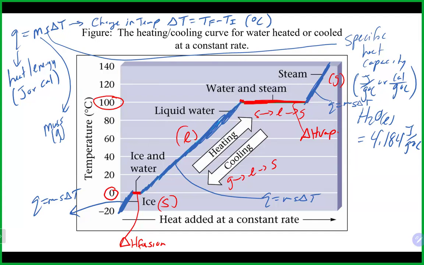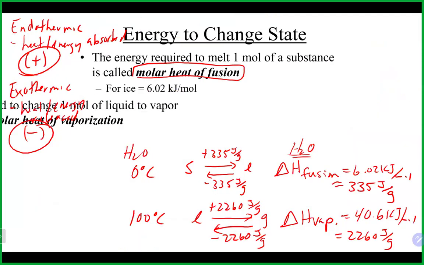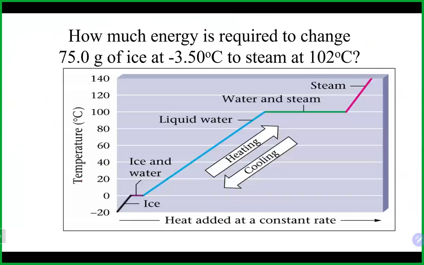Any questions on that there? So let's take a look at a problem where we could do that together. Let's say we wanted to figure out how much energy is required to change 75 grams of ice at minus 3.5 degrees Celsius to steam at 102 degrees Celsius. Sometimes if you have a problem like this where you're doing multiple steps, this graph is a nice one to use to follow along each of the steps to get you to where you need to go.